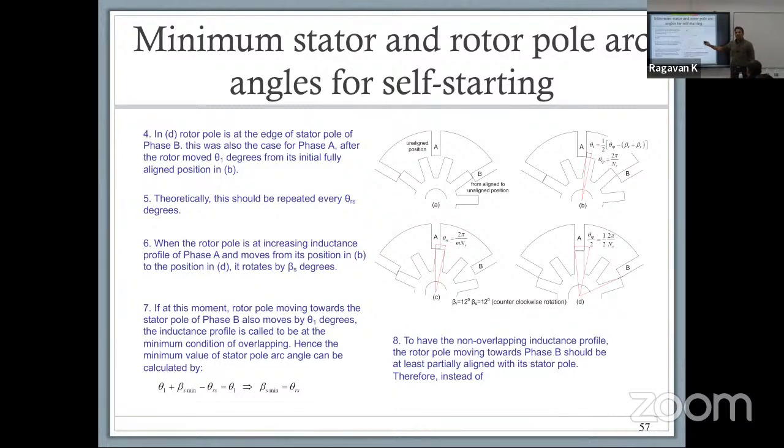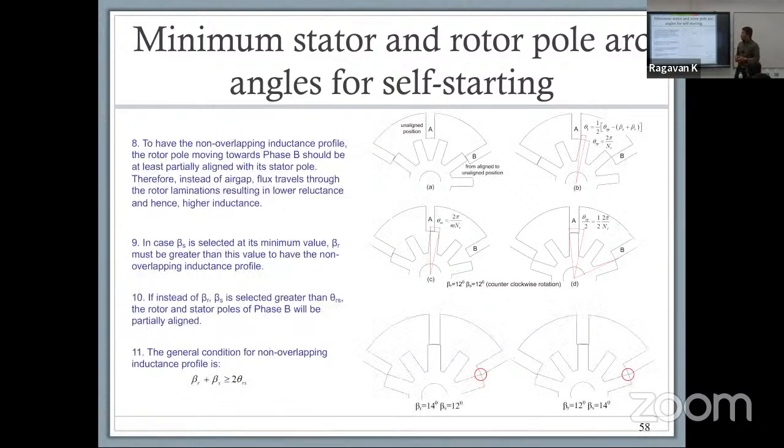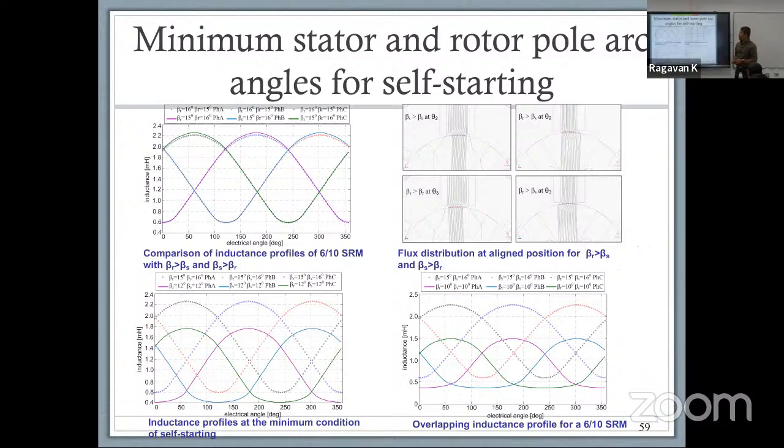I know there's a lot of mathematical geometrical calculations here, but it's not electromagnetic in nature. These are geometric designs, geometric constraints we're talking about here. Once you combine them with field distribution, that becomes a tool that you can actually use. So you need to get to a place where you can select the value of beta R, beta S, and beta R, and your rotor arc length must be higher than this value to have a non-overlapping inductance profile.